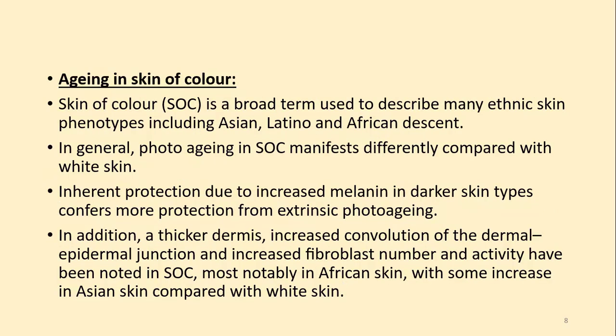Aging in skin of color. So skin of color is a broad term used for the skin of many ethnic types, which include the Asian skin, the Latin American skin, and the African skin. In general, photoaging in skin of color manifests differently compared with the white skin. The inherent protection due to increase in melanin in darker skin types confers more protection from extrinsic photoaging. So the melanin present in skin of color is more protective.